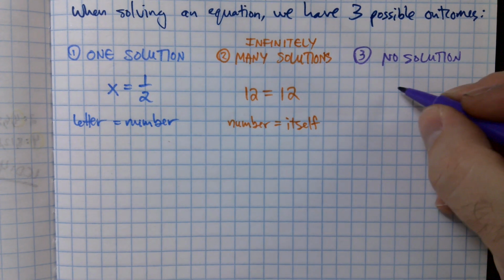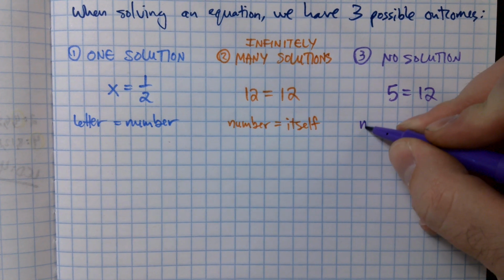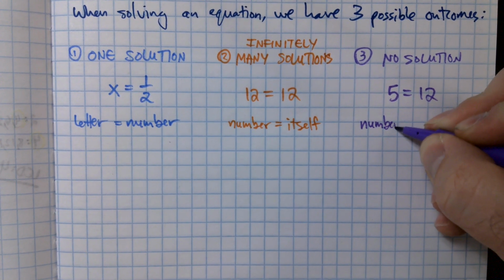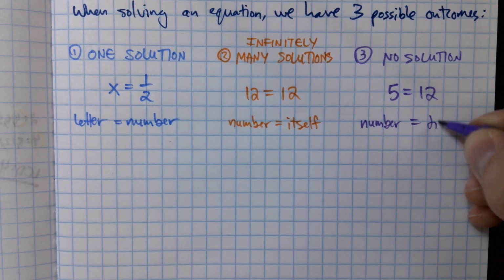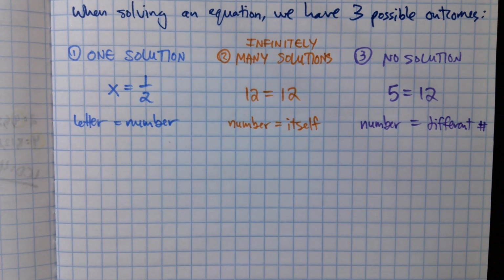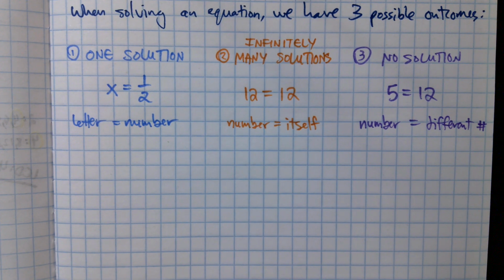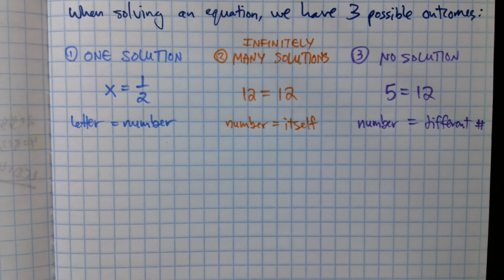What might no solution look like? Levi? 5 equals 12. If I find out, after I go through all my solving, that I get a number equaling a different number, is 5 equal to 12? No. So if I end up with a false statement, I know that I have no solution.